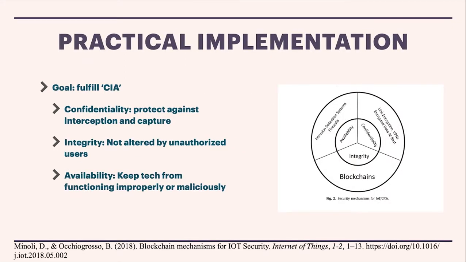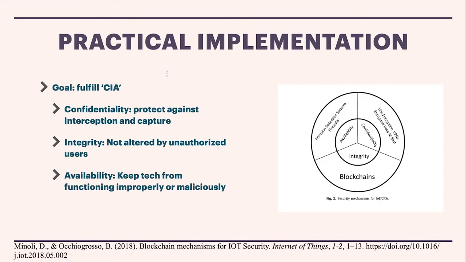So now we're going to go into the practical implementations of blockchain within IoT. Essentially the goal is to fulfill what's called CIA, which is confidentiality, integrity, and availability. Confidentiality essentially protects the system against data interception and capture. Integrity makes sure the data is not altered by unauthorized users. And availability makes sure that the system is functioning properly and not being used for any other purposes besides what it's supposed to do.